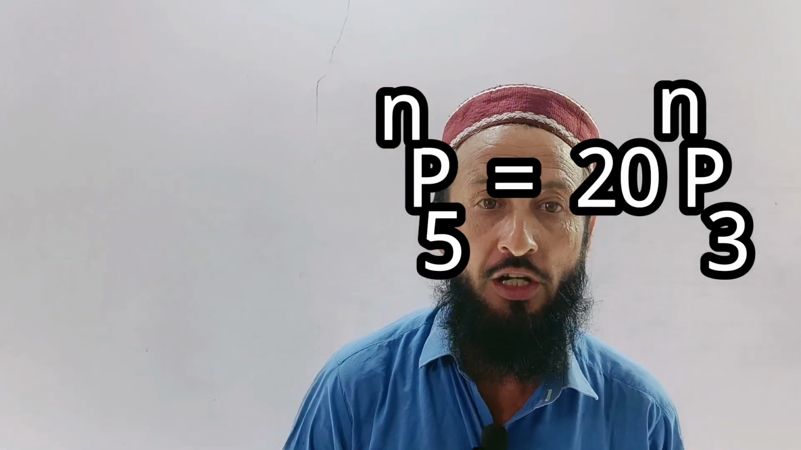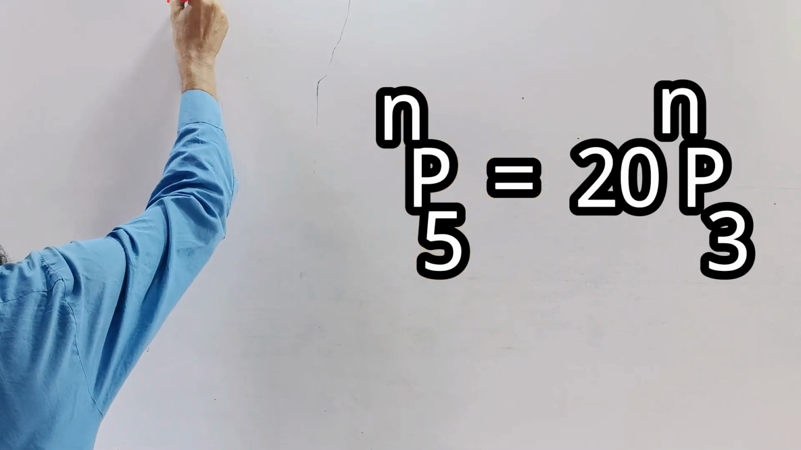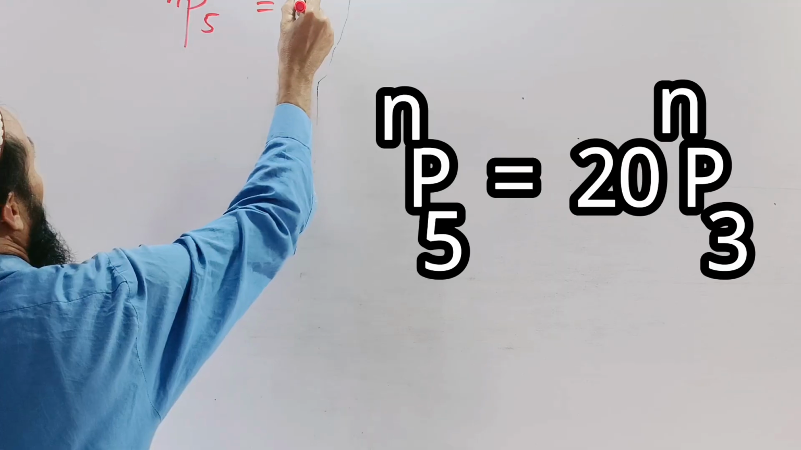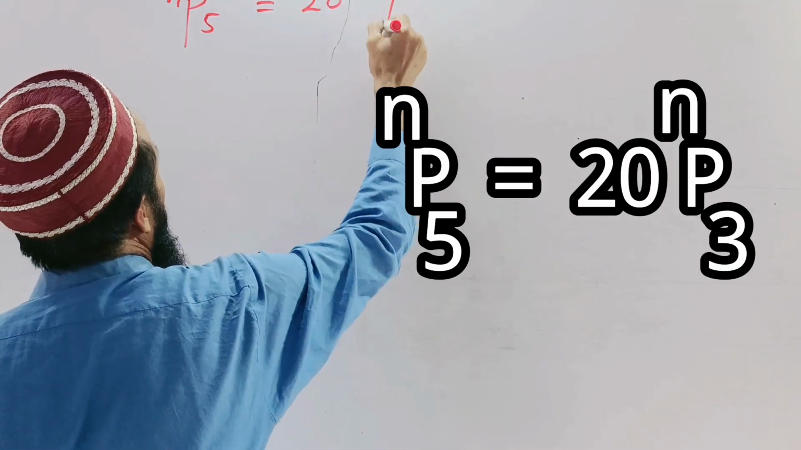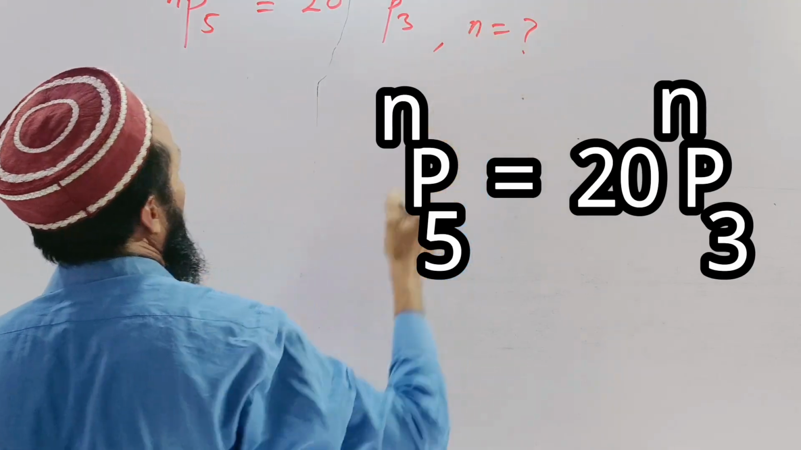This question is very interesting. So let's start. In permutation, nP5 is equal to 20 times nP3. We have to find the value of n, which is unknown.